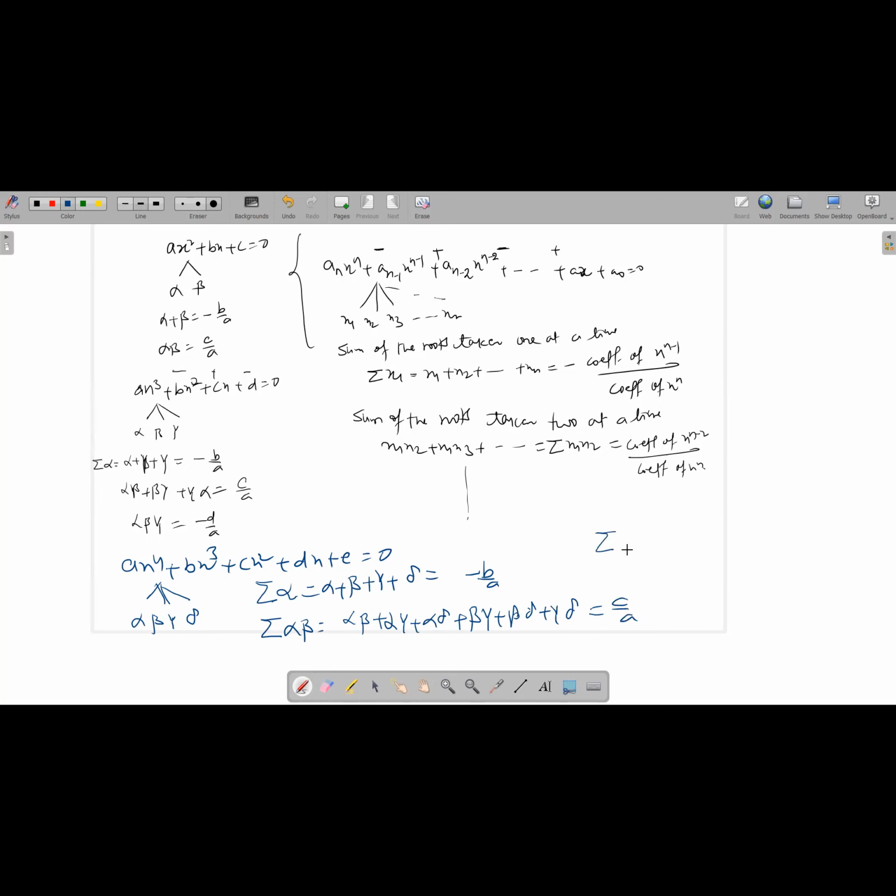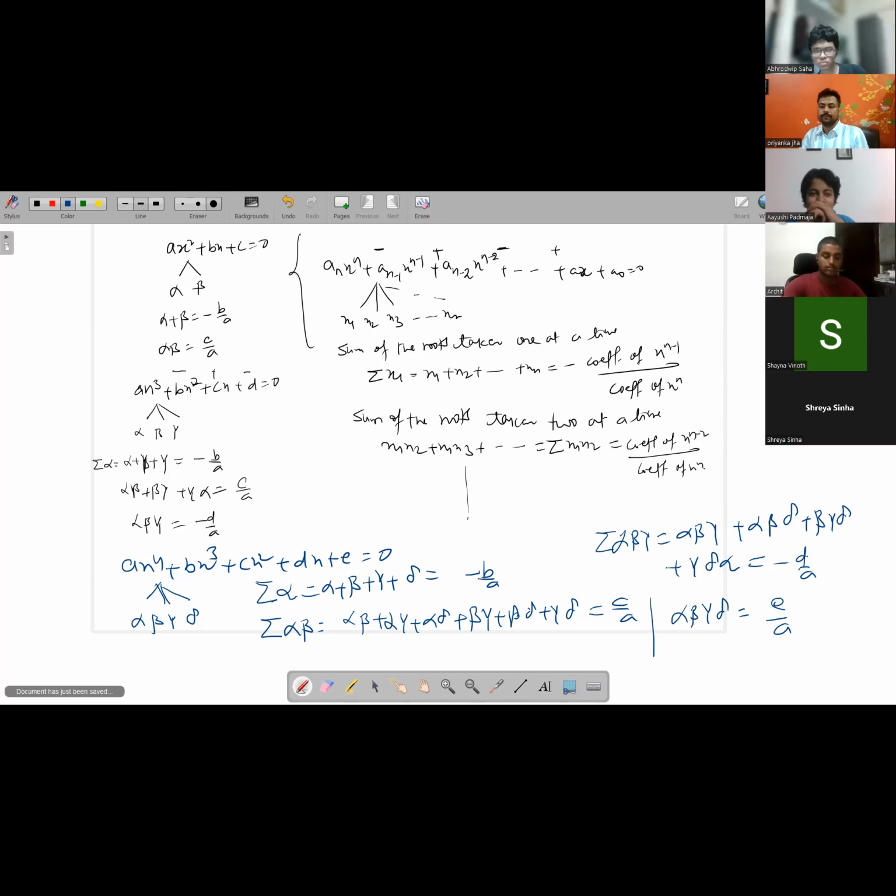And then the sum of the roots taken three at a time. So alpha beta gamma plus alpha beta delta plus beta gamma delta plus gamma delta alpha. So this is minus d by a, and then in the last, taken four at a time, that is the product of the roots. So this can be written as e upon a. That is how we can proceed for any degree, right? Understood? So note it down, and you have to remember this.